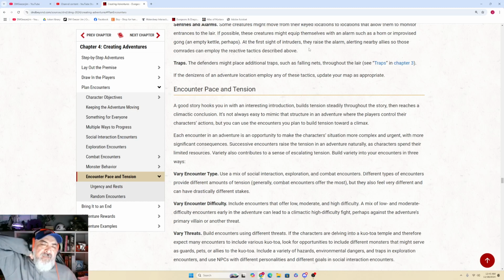Traps. The defenders might place additional traps such as falling nets throughout the lair. If the denizens of an adventure location employ any of these tactics, update your map as appropriate.